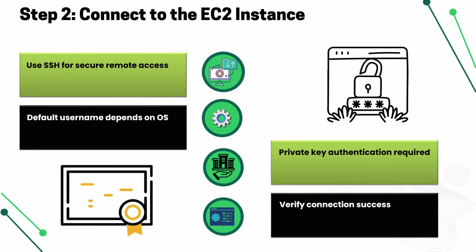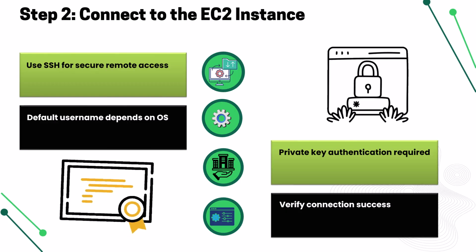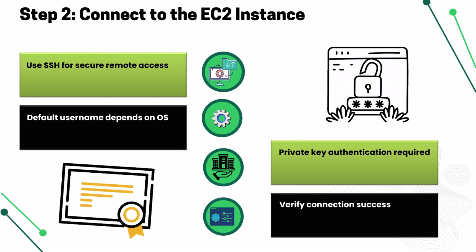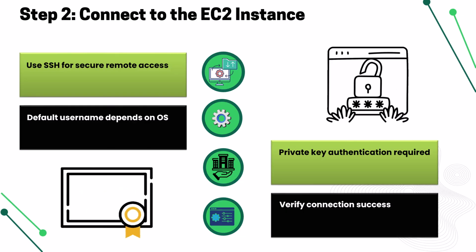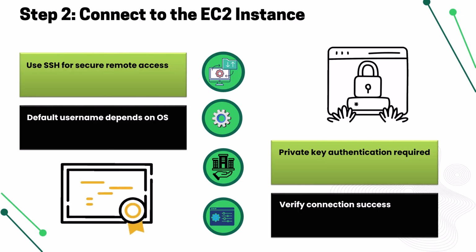Now let's connect to our EC2 instance. SSH is your trusty key to unlock remote access. Just like entering the correct password at home, you'll use a private key. Different OS have different default usernames, so pay attention. Once connected, give yourself a virtual high five.